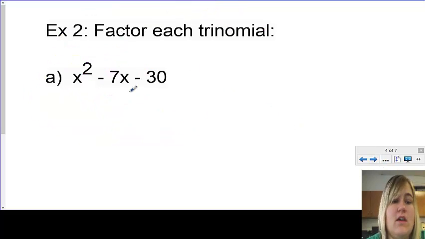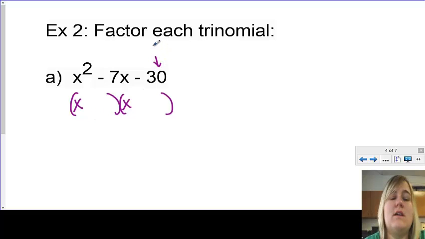So we're going to do the same thing here. I'm going to start by showing my two sets of parentheses. I'm going to split up that x squared into the front of both of those, the first. I need something that multiplies to get a negative 30. When I multiply to get a negative, I should know that one has to be positive and one has to be negative, because a positive times a negative is going to get me that negative. And I have to add to get a negative 7.